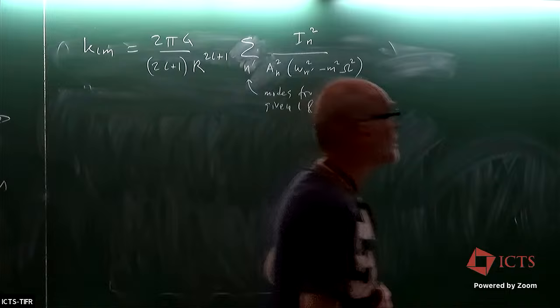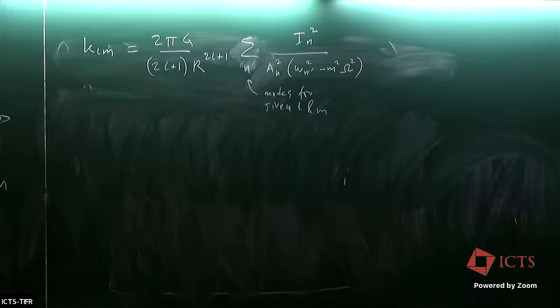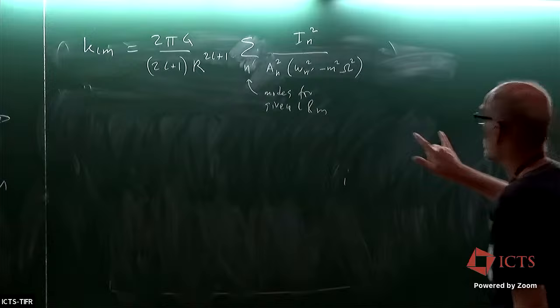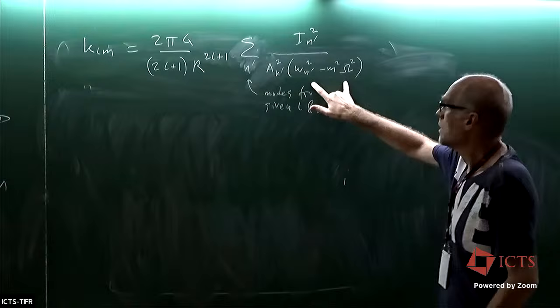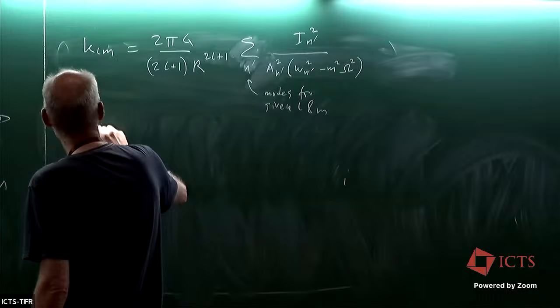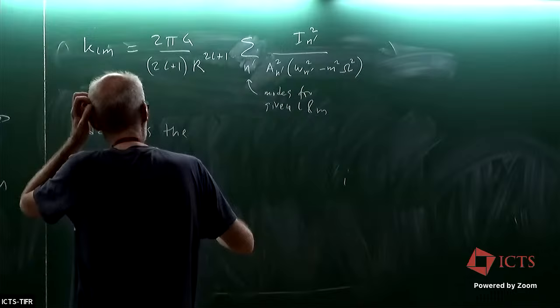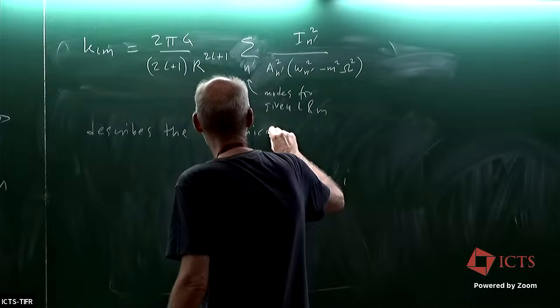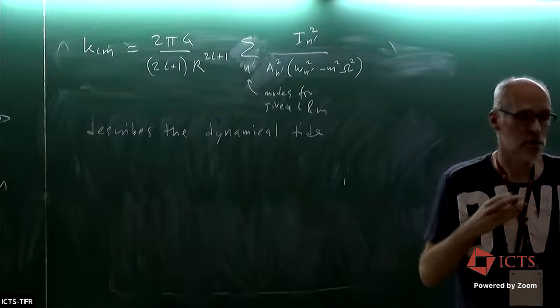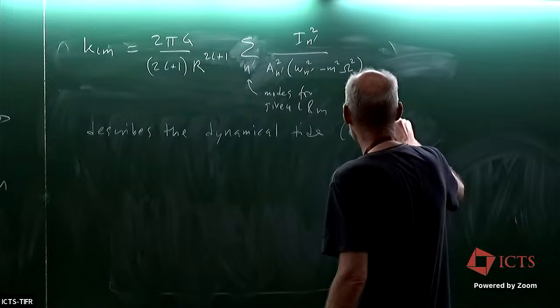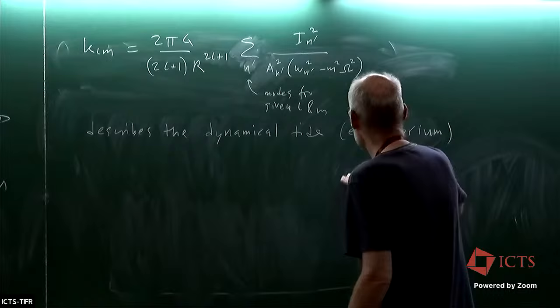So this is not the usual expression for the Love number that people have in gravitational wave physics, because this depends on the orbital frequency. This is a part of the dynamical tide that evolves as the orbit evolves. Okay? And it's actually the equilibrium part, because we haven't taken into account the resonances yet. We're not going to, because that would take much, much longer. Okay.